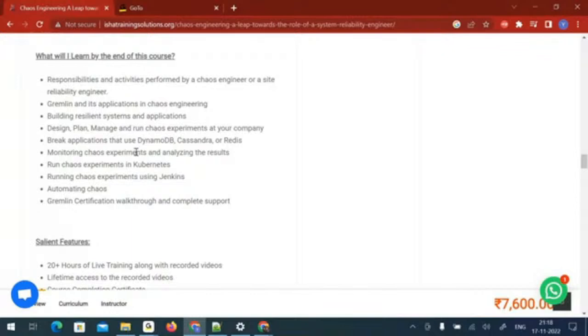Then we will also see how you generally design, plan, and manage chaos experiments. In chaos engineering, we never say a chaos test. It's always a chaos experiment. We will see why we call it an experiment as we progress in the course. But for now, we will try to learn how you design, plan, manage, and run these chaos experiments, and how you add value.